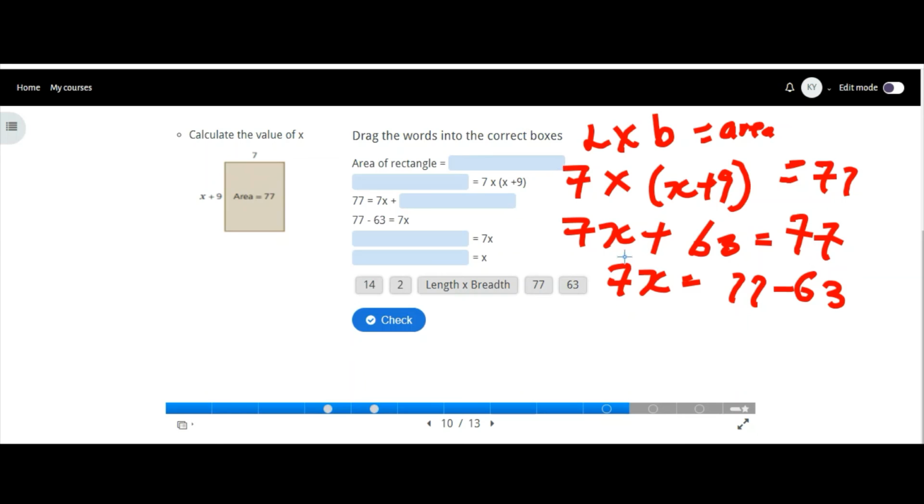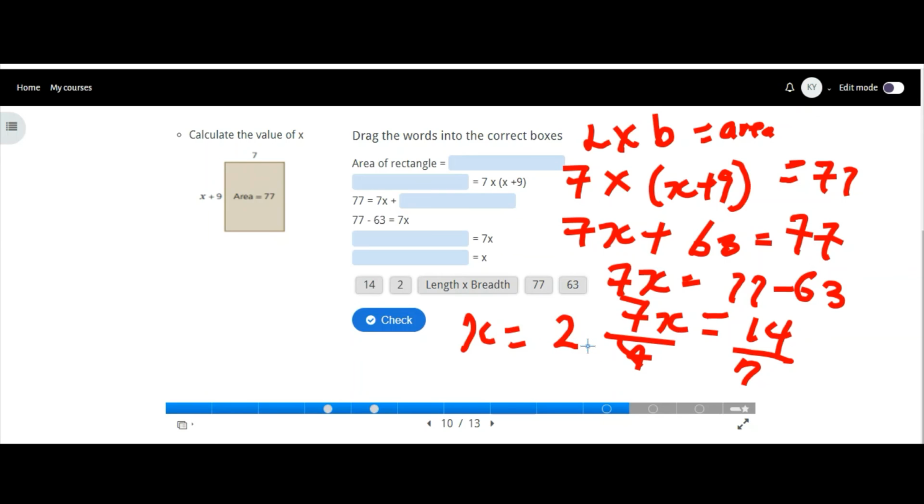Okay, 77 minus 63, that is 14. So we have 7x equals 14. We need to get the value of x, so we need to divide both sides by 7. Divide this side by 7, divide the other side too by 7. 7 can cancel 7, we have x. How many times can 7 go in 14? That is 2. So our answer is 2. From here, x equals 2.